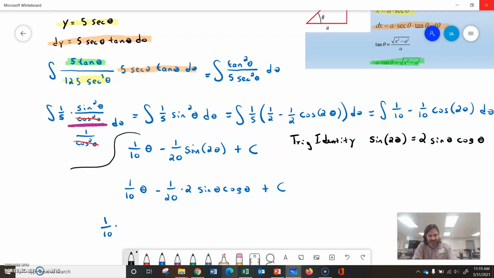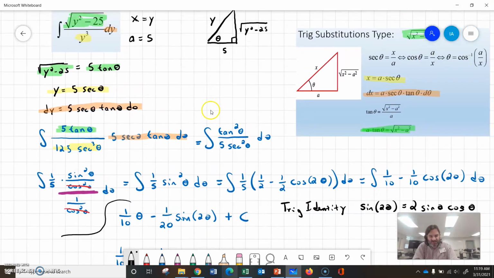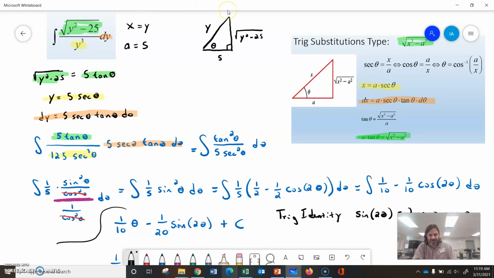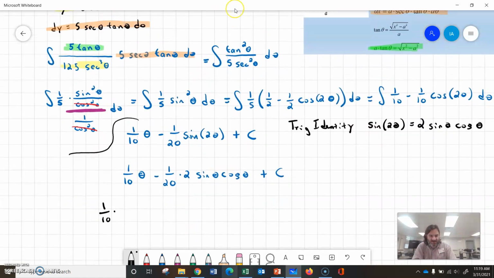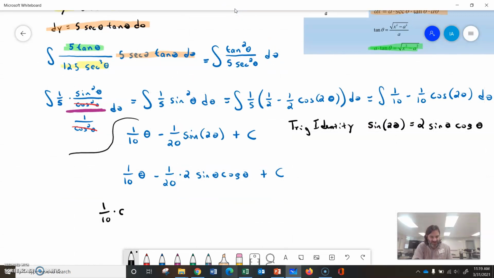and then we need something to represent theta in terms of y. So looking at my triangle up here, inverse cosine would be a good choice, because cosine is adjacent over hypotenuse, so that means I don't have to use the square root part. So I'm going to use inverse cosine of 5 over y. So cosine inverse of 5 over y.